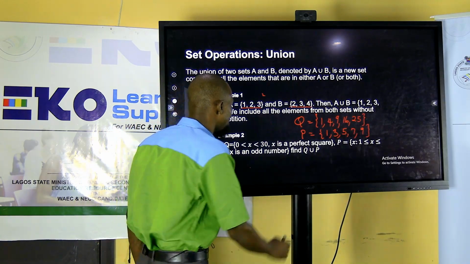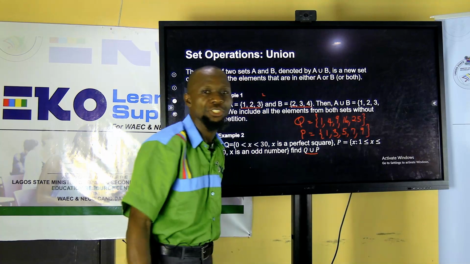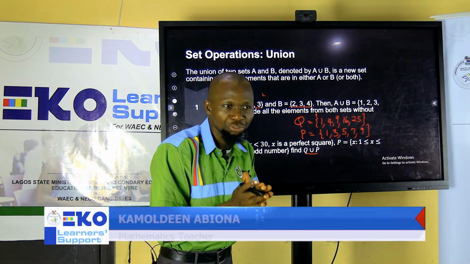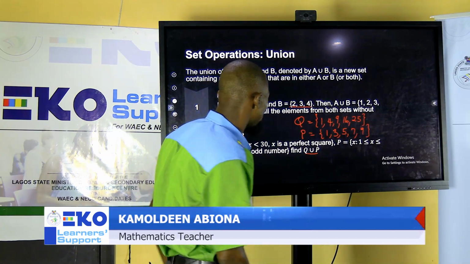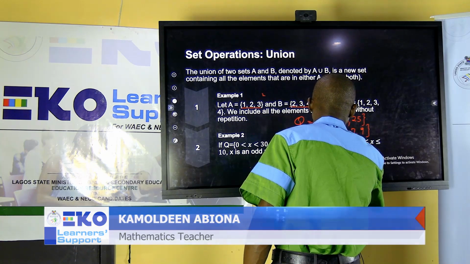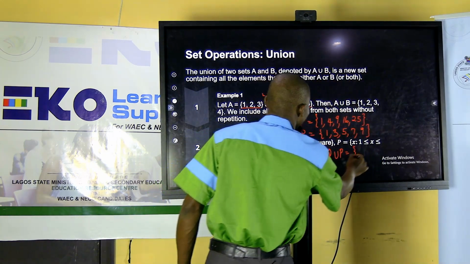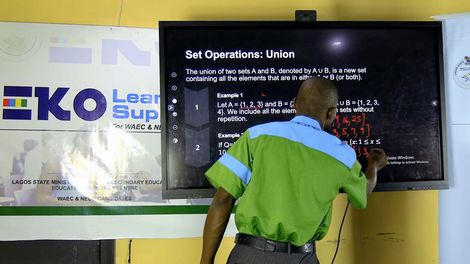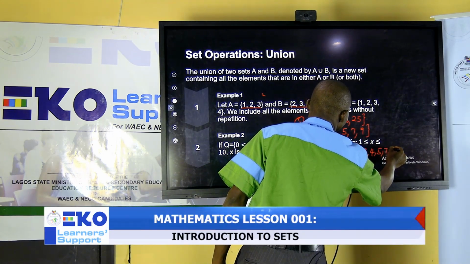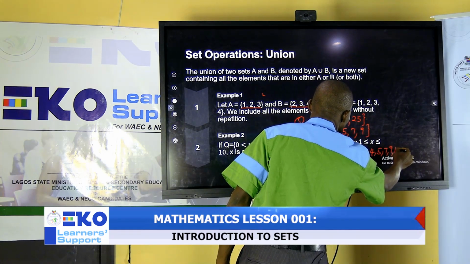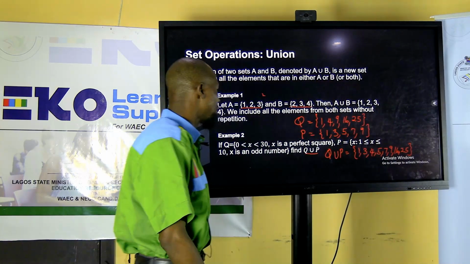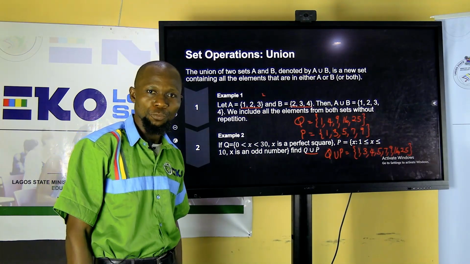All right. So the next stage is to find Q union P. Don't forget, union means merging the two sets together without repetition. So let's do that. Q union P. Let's merge 1, 3, 4, 5, 7, 9, 16, and 25. All right, so that is Q union P. I hope you understand that.